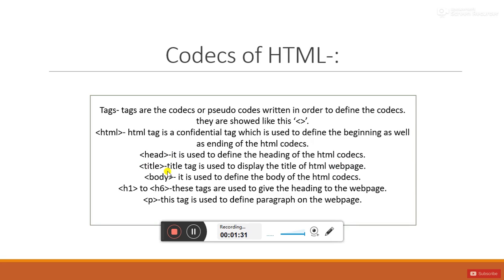Title tag. Title tag is used to display the title of the HTML web page. Body tag. It is used to define the body of the HTML codex. Heading 1 to heading 6. These tags are used to give the heading to the web page. Paragraph tag. This tag is used to define the paragraph on the web page.